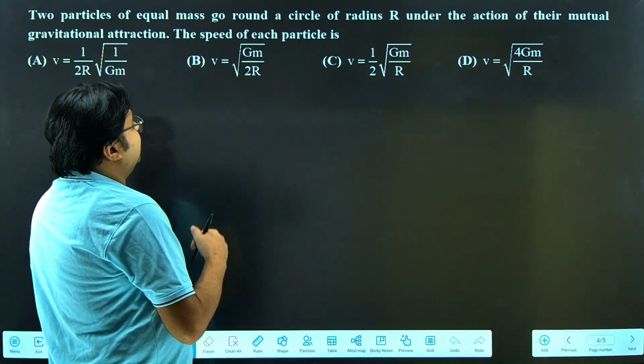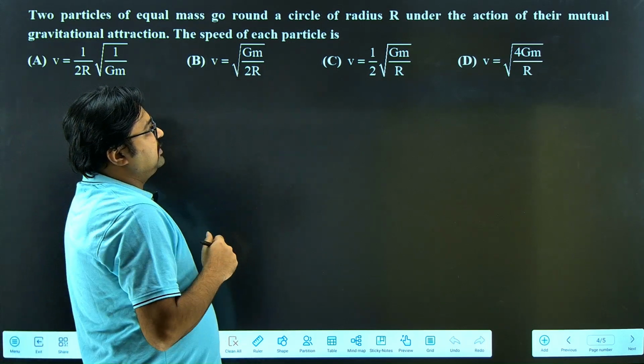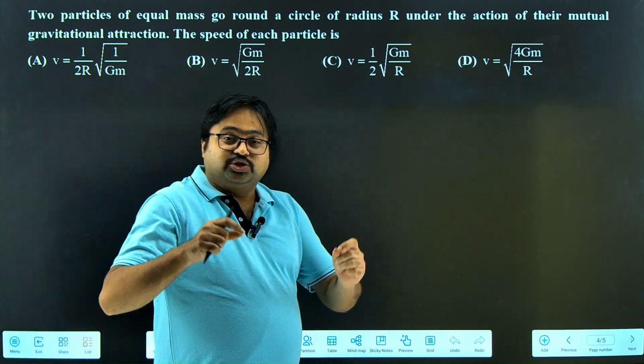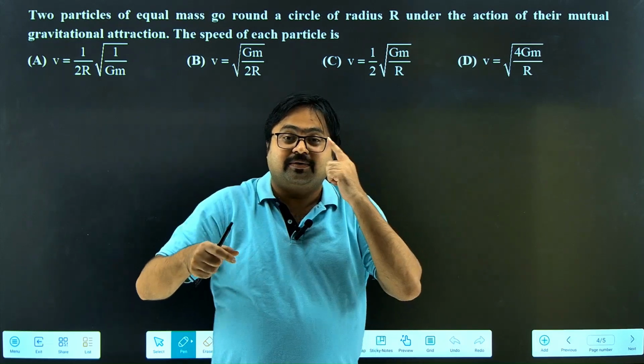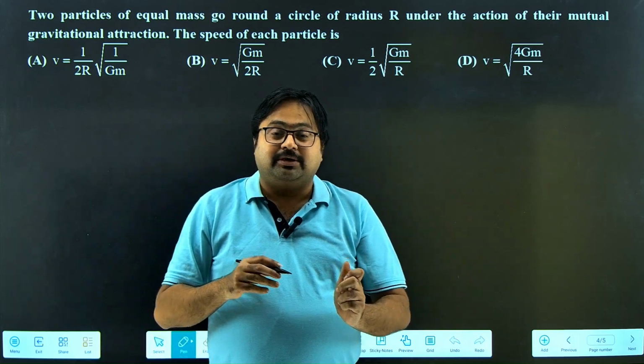Two particles of equal masses, the question says, go around in a circle of radius r under the action of their mutual gravitational attraction. So there are two masses, and the two masses are going around each other. Now this is a system called a binary system, right?